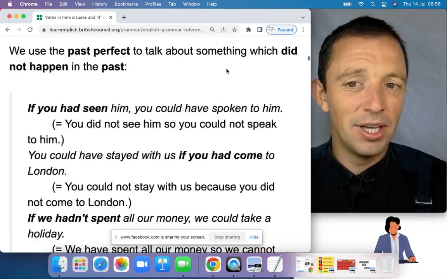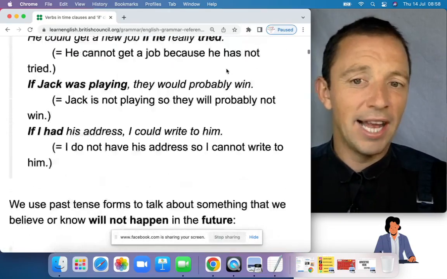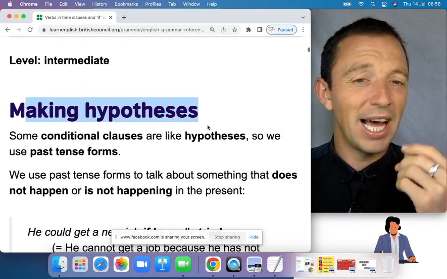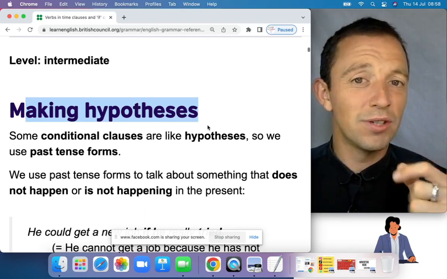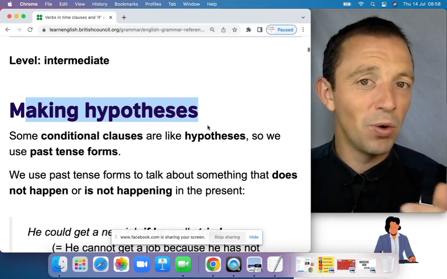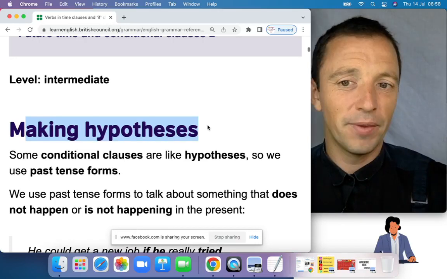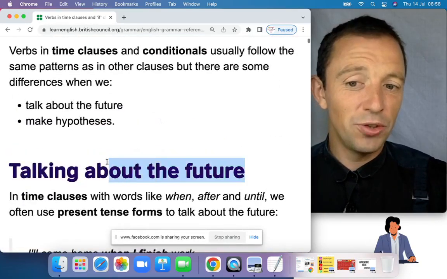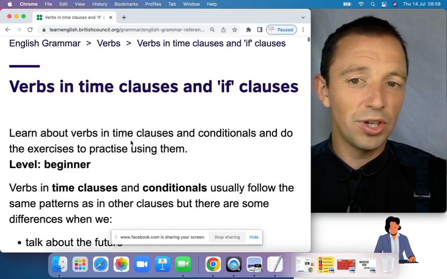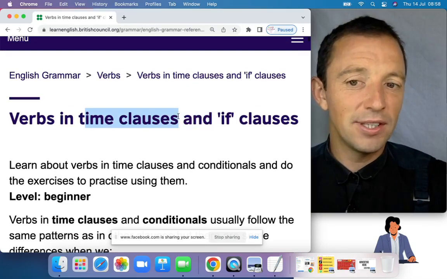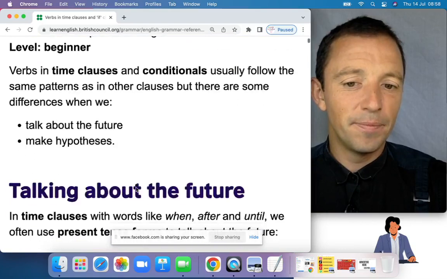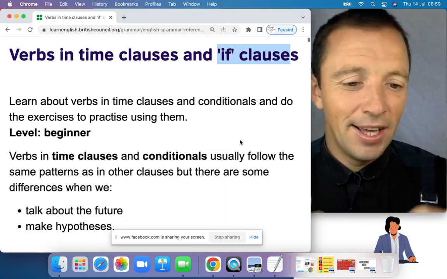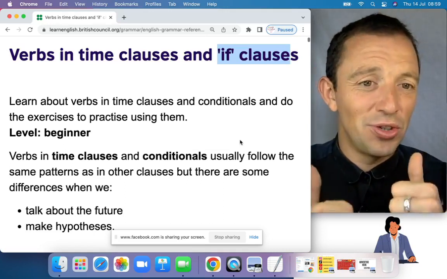A lot of information. And the last topic was making hypotheses. And that is exactly when we use the conditional. And we have different tenses, different rules for using different tenses, the past perfect, the modals, the modal in the past, etc. That's level intermediate to advanced. And we also had talking about the future, hypothetically, or just the future, and time clauses: when, after, until, and if clauses, the hypothetical. Excellent. That's excellent work. That's a good lesson today.